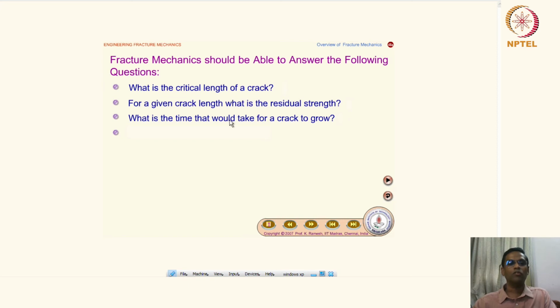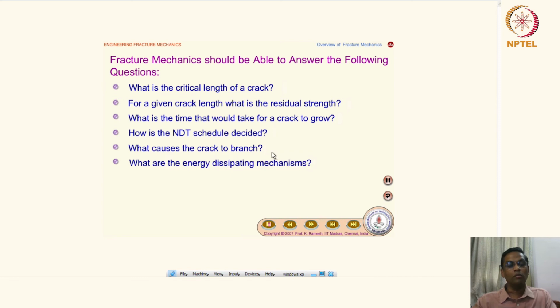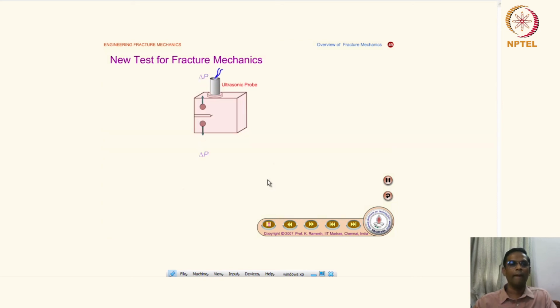What is the time it would take for a crack to grow? In a crack you have two phases, a growth phase and then fracture. That we will see. So what is the time it would take for a crack to grow? That is also very critical. How is the NDT schedule decided? What causes the crack to branch? We just talked about it, right? What are the energy dissipation mechanisms? Very interesting questions. All these questions will be addressed by this subject.